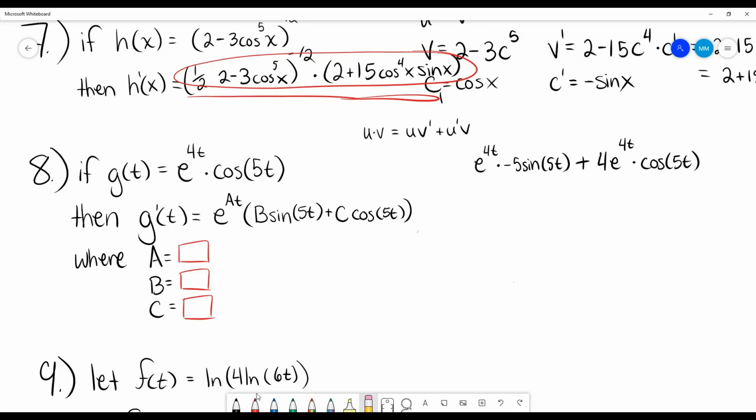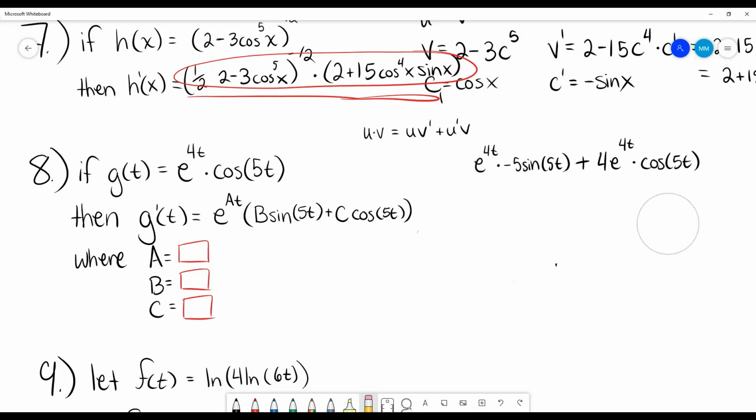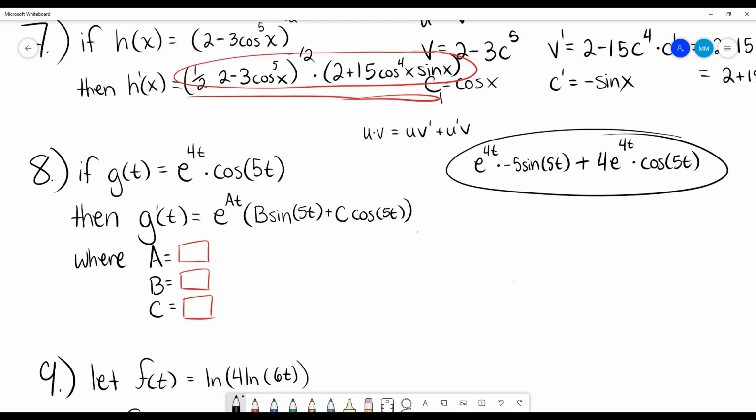Now, the tricky bit. This is our derivative. That should not be an eraser. Why does it always erase the things I don't want it to? Goodness. That was unpleasant.